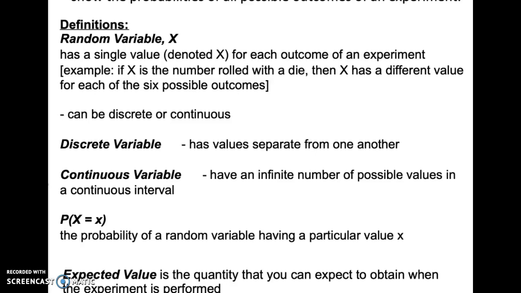Another example of a random variable would be that X could be the number of hearts in a 5-card poker hand. In that case, X could equal 0 because there could be no hearts, all the way up to 5 because there could be 5 hearts.